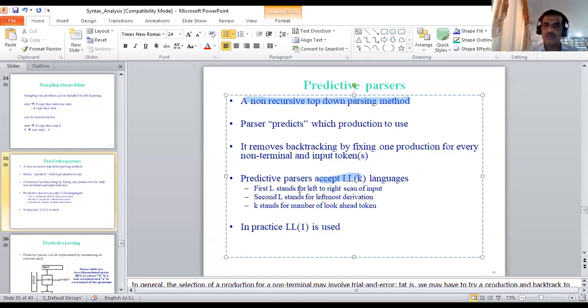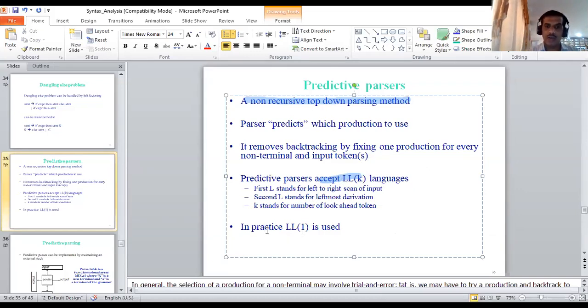First L stands for scanning the input from left to right. My second L stands for leftmost derivation. And K stands for the number of lookahead tokens. How many tokens are you looking ahead to take the decision? So we are going to discuss LL(1).